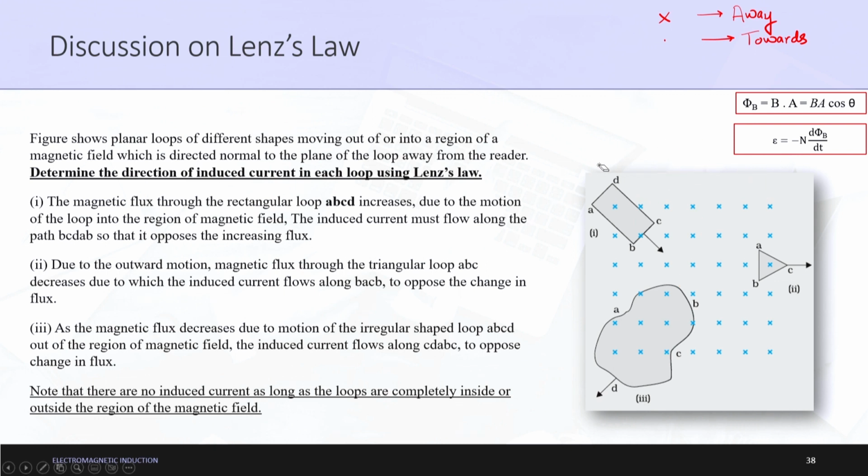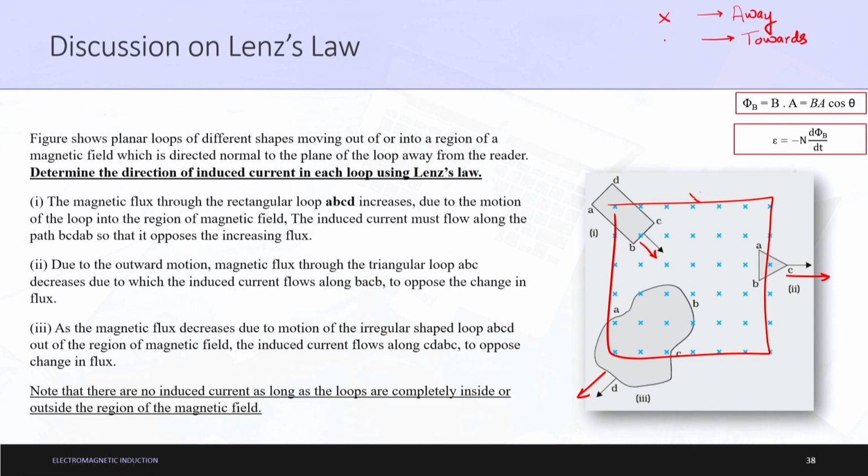The figure shows planar loops of different shapes moving out of or into a region. As you can see, it is going out of the region, going inside the region, going out of the region, into a region of magnetic field. This was the magnetic field, as I already told you, which is directed normal to the plane of the loop.